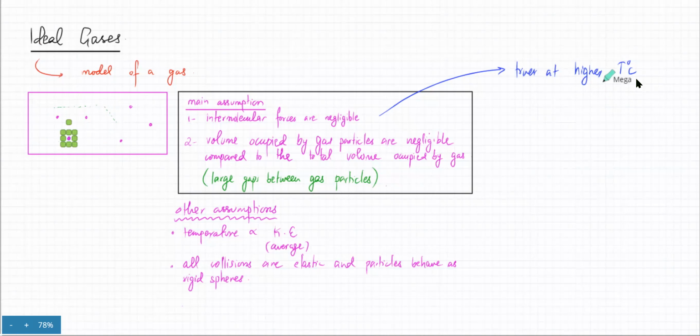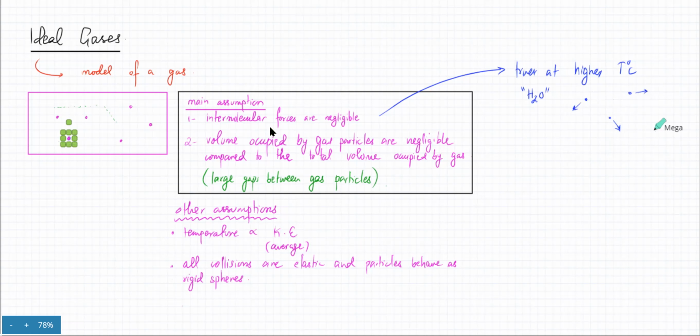For example, if you take H2O, water molecules are going to behave more like a gas at higher temperatures. Why? Because at higher temperatures, the particles would be so energetic that they would overcome the intermolecular forces and they would start moving in all directions freely, like a gas. So this first assumption is truer at higher temperatures.